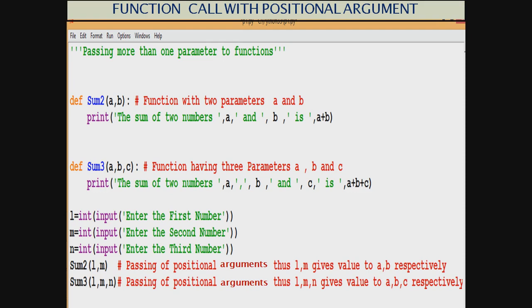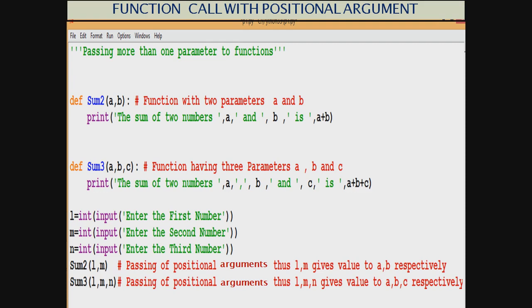Sum2 has two parameters A and B. Sum3 has three parameters A, B and C. We are passing L and M to sum2. The question is, who is going to take the value of L out of A and B, and who is going to take the value of M out of A and B?